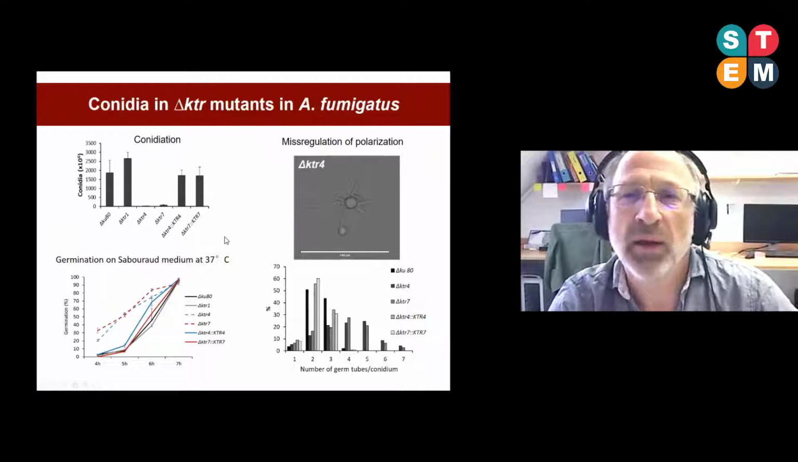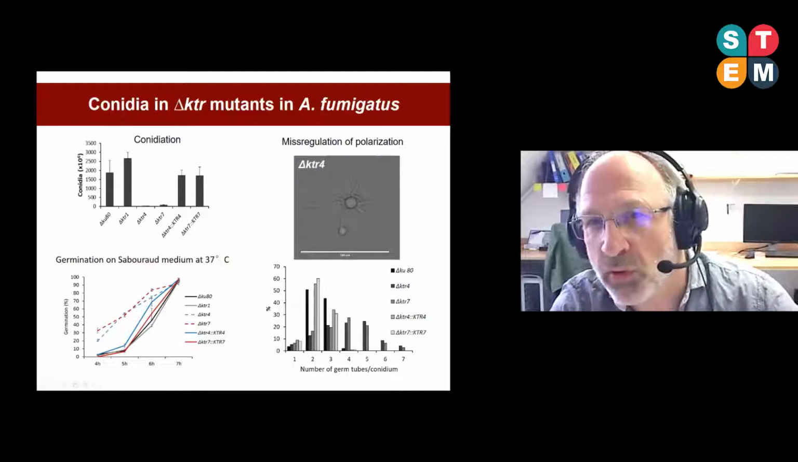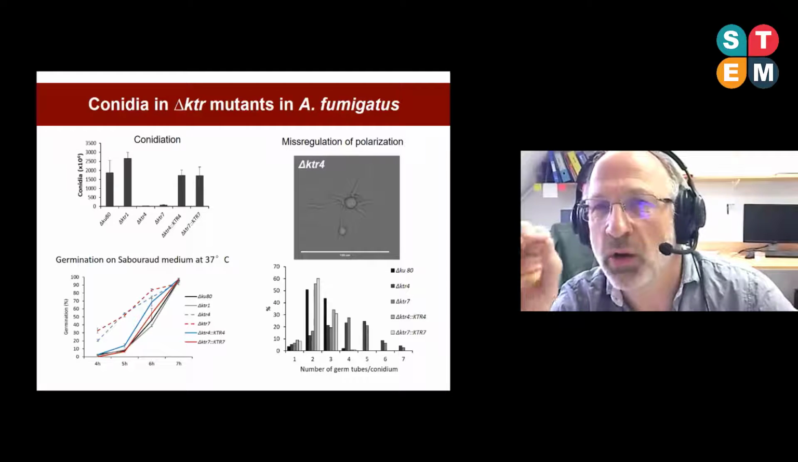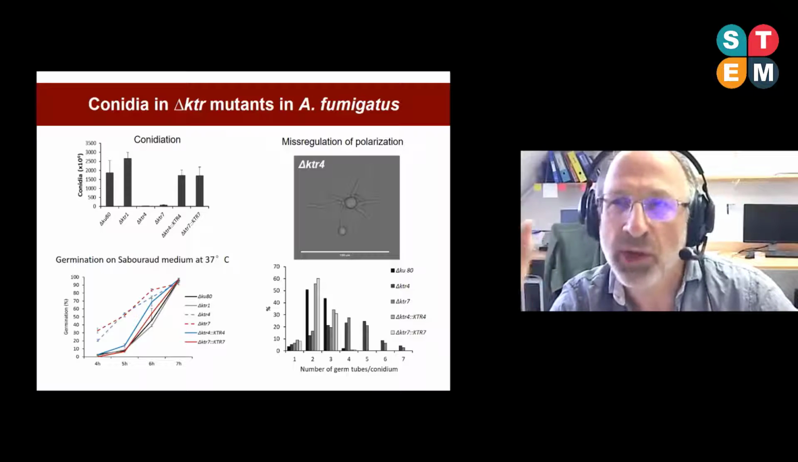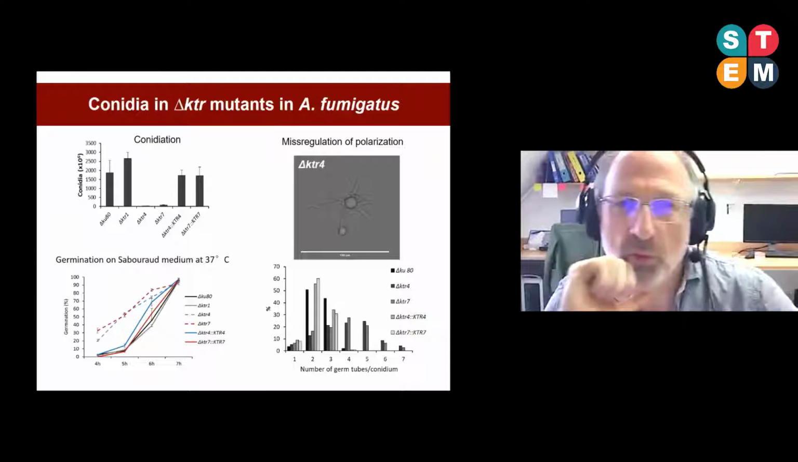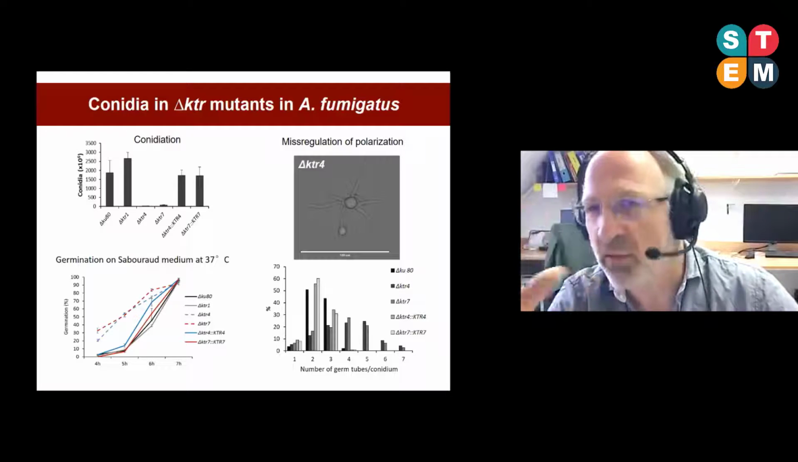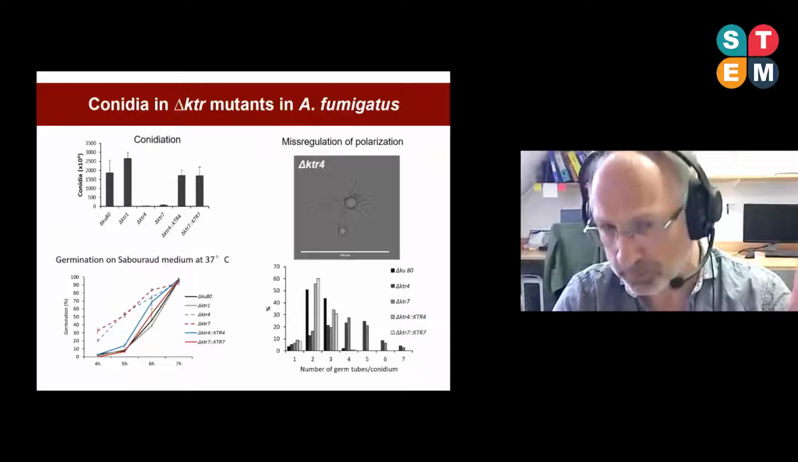in the parental strain. And even when we follow the germination of such conidia, we observe for some of them, they are able to produce several germ tubes at the same time, which never appears with the parental strain, showing clearly that there is a misregulation of the polarization of the germination.